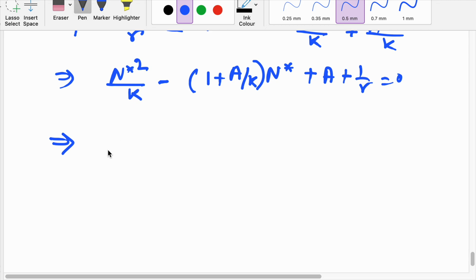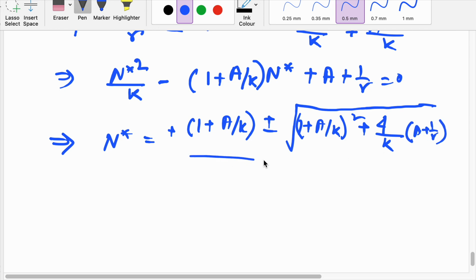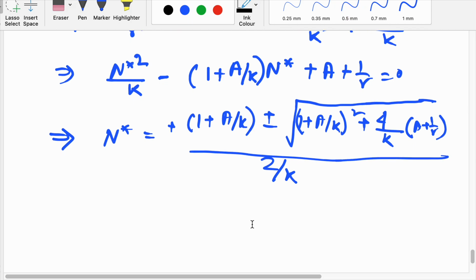So if I solve it, n star will be 1 plus a by k, plus or minus root over b square minus 4a c, by 2 by k. So this kind of thing we will get.